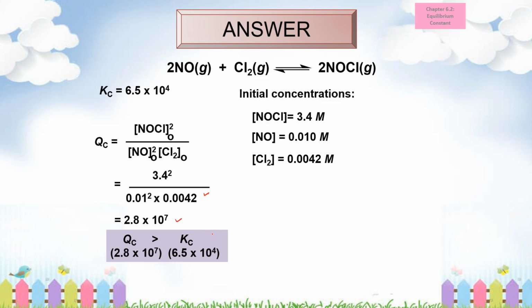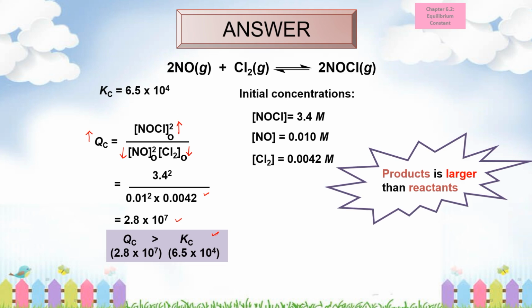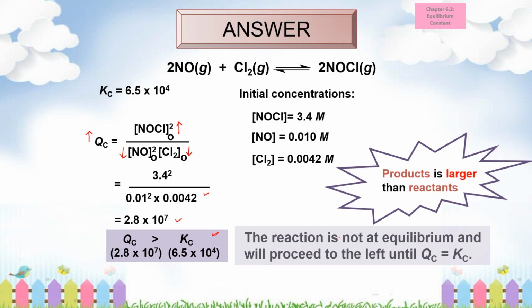Okay, the next step, compare QC with KC. QC is larger, which means the concentration of the reactant is smaller and the concentration of the product is bigger. So the reaction is not at equilibrium, and it will proceed to the left side, because the concentration of the reactants is low and the concentration of the product is high. So the equilibrium will shift to the left in order to form more reactants.